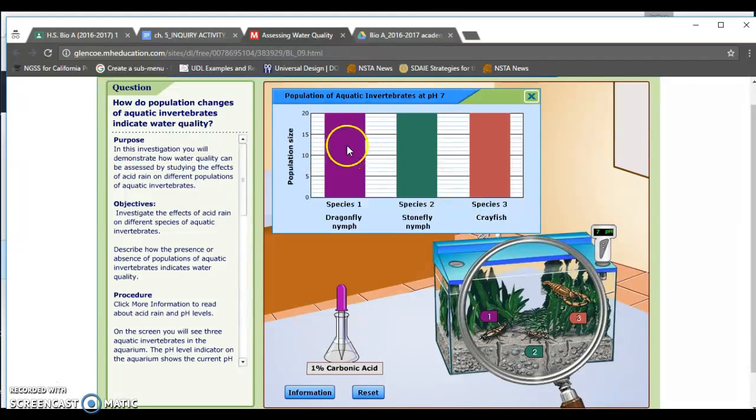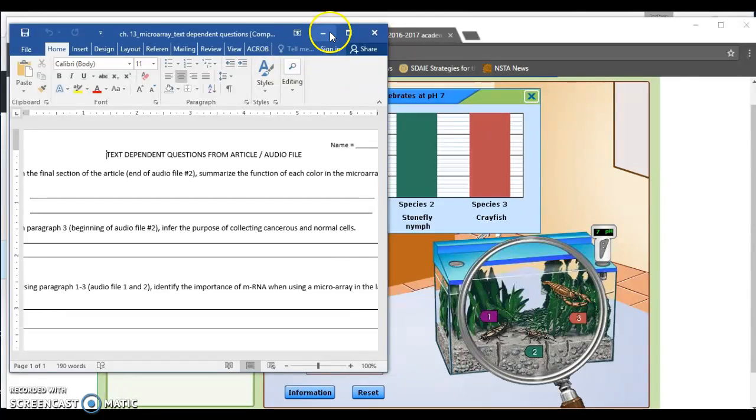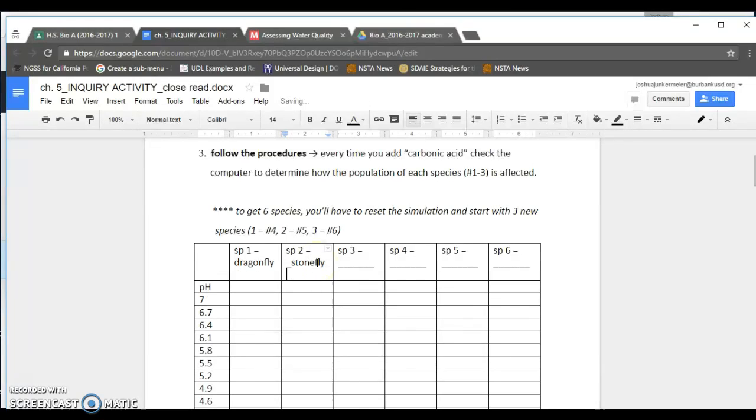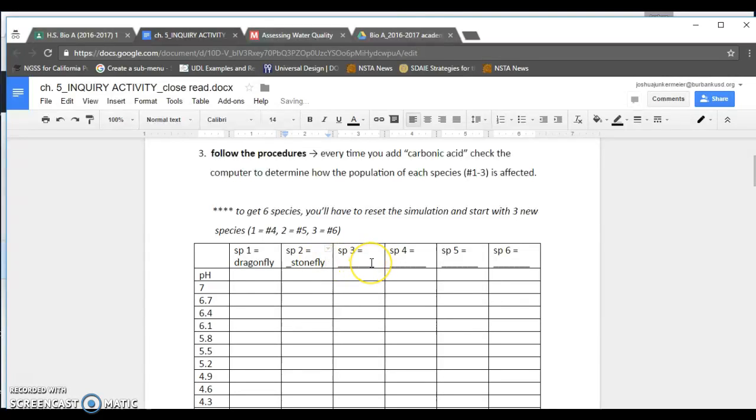All right, and you can see for each species, there are 20 of each at the beginning, so at a pH of 7, you would put for species 1, which is dragonfly nymph, you'd label it dragonfly. This would be stonefly. It'll be different for you. It's random which species appear for the first 3, and then here you can put crayfish. There you go. And at a pH of 7, there are 20 of each.